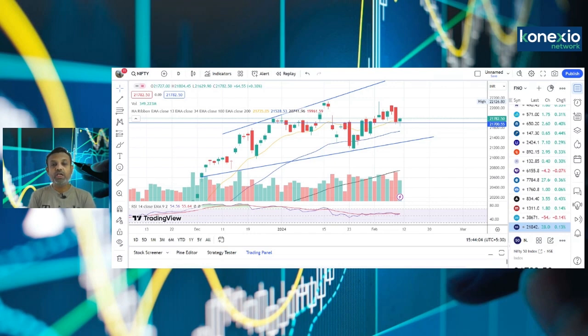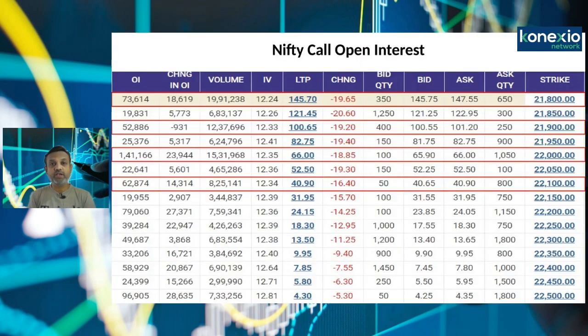So now friends, let us discuss the derivative data of Nifty calls. You can clearly see in Nifty calls, the action was seen in the 21,800, 21,900, 22,000 and 22,100 calls. Here you can see there has been a small drop in option premium. Implied volatility is in the comfort zone. It is between 12.24 and 12.41.